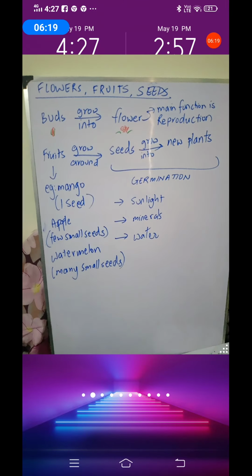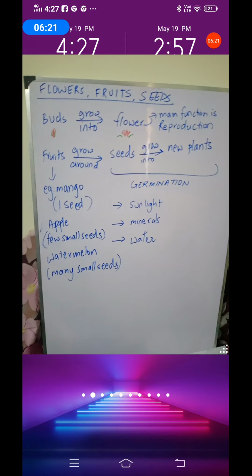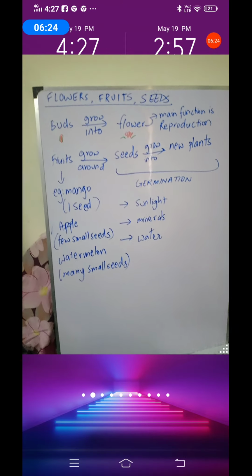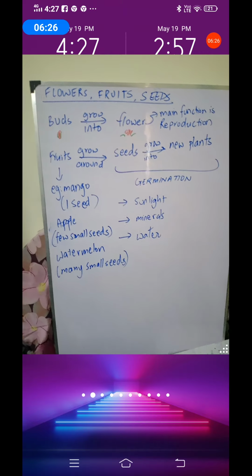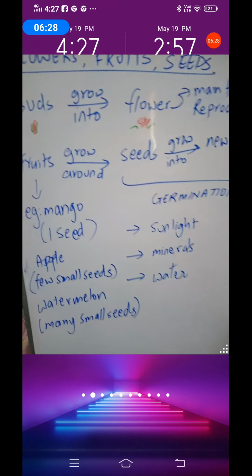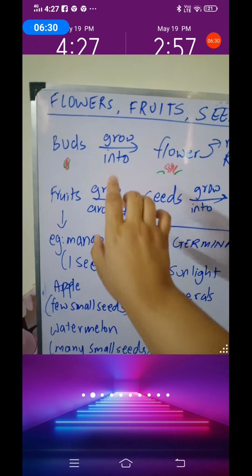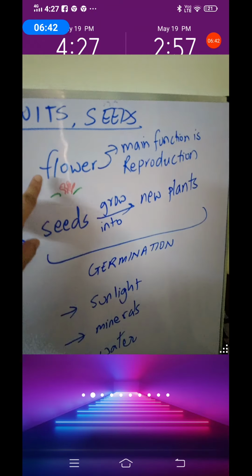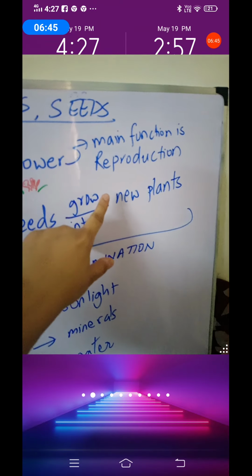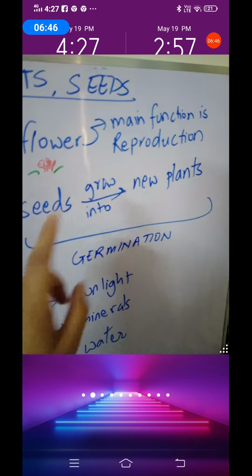Alright, the next topic we are going to do is flower, fruits and seed. Though these are also a part of the shoot system, we are just going to have a quick revision about these topics. Okay, so bud grows into flower. A bud is a baby flower and this bud will blossom into a flower. And what is the main function of this flower? It is to reproduce into fruits. The main function of the flower is to reproduce. Reproduction is the main function.